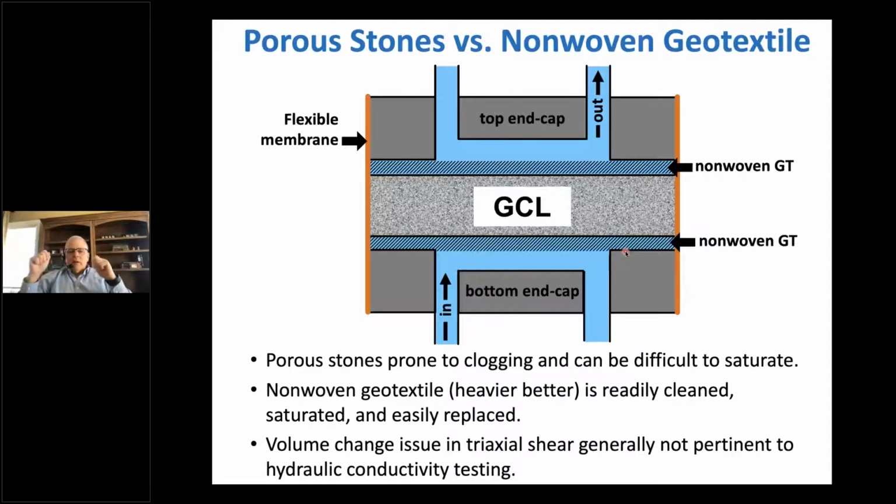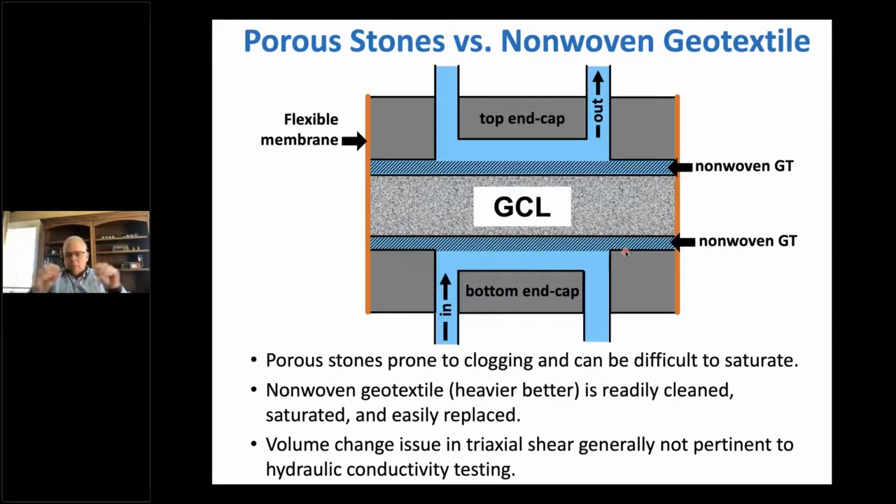One of the troubles that we find with porous stones when we're setting up an experiment like this, particularly for chemical compatibility testing, is porous stones tend to get clogged, and they can get clogged during the experiment. The pores in a porous stone typically are much larger than in a GCL, but they are not large. And if you've worked with porous stones, you know how they can get clogged, how they can be difficult to saturate. There's no need for a porous stone when we're conducting hydraulic conductivity tests for chemical compatibility of GCLs.